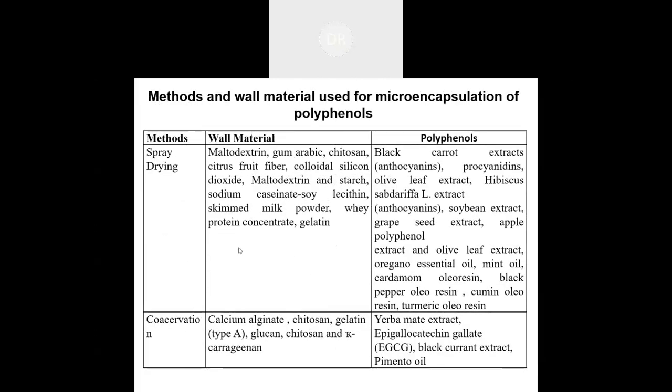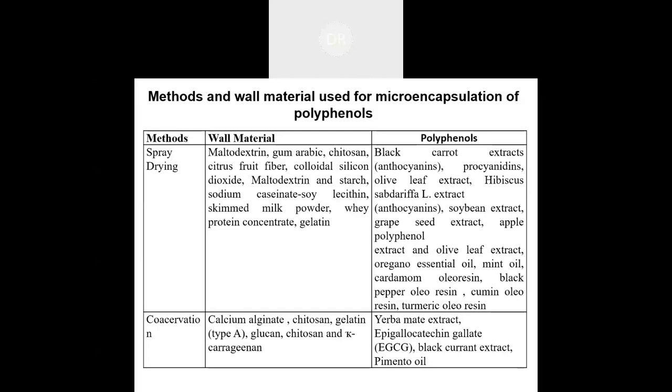Next, there are some methods and wall materials used for the encapsulation of polyphenols, such as polyphenols extracted from black carrot, olive leaf extract, hibiscus extract, soybean extract, and grape seed extract. These polyphenols can be microencapsulated by spray drying, and the wall material can be maltodextrin, gum arabic, chitosan, citrus fruit fibers, methyl dextrin, starch, or modified starch.